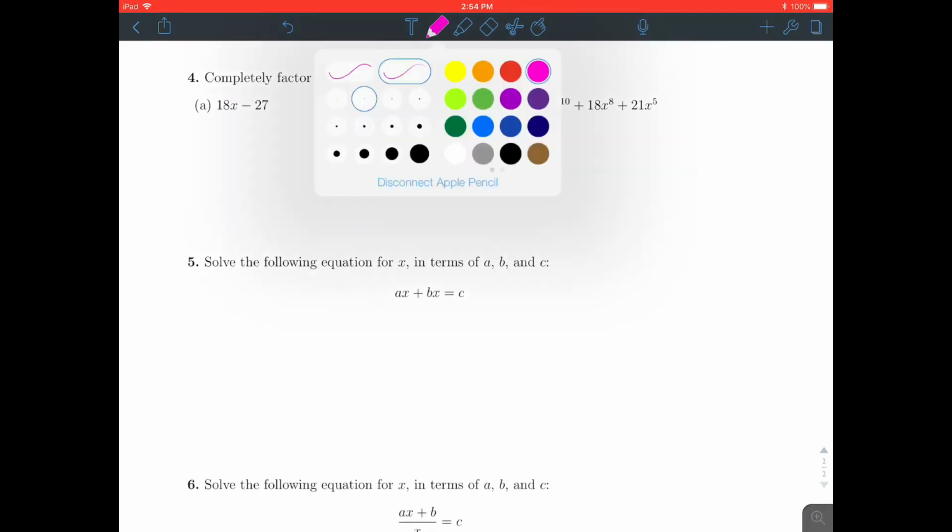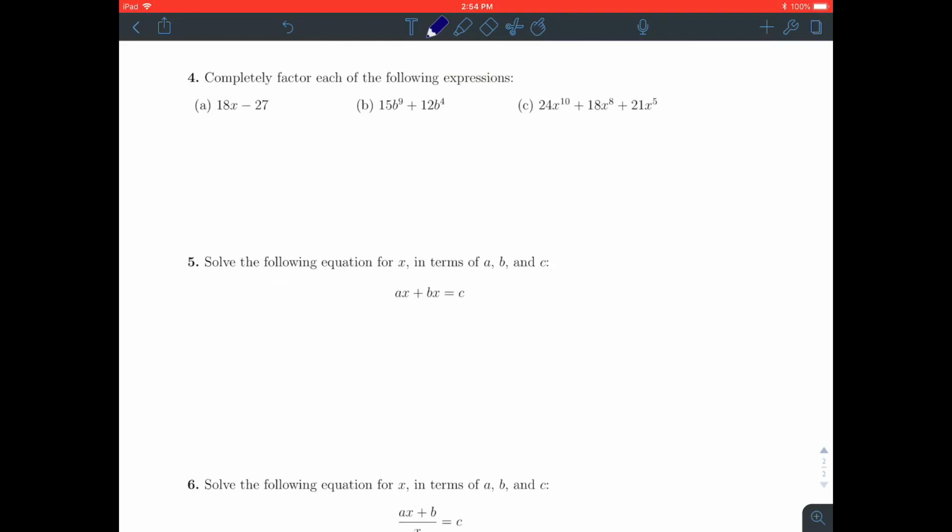So completely factor each of the following expressions. So far we only know one method for factoring. It's the greatest common factor method. So we're going to be using that. What's the greatest number that goes into 18 and 27? It's 9. So we have 9. What times 9 will give us 18x? 9 times 2 is 18. We need the x here. 9 times 2x is 18x. What times 9 gives us negative 27? That would be negative 3. So we've completely factored this expression.